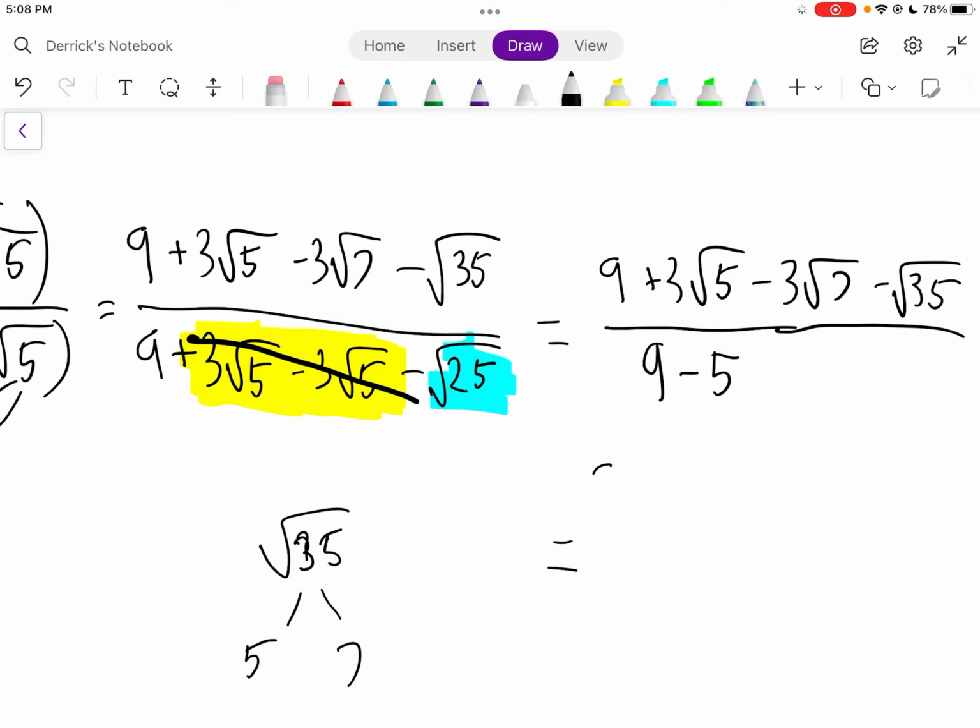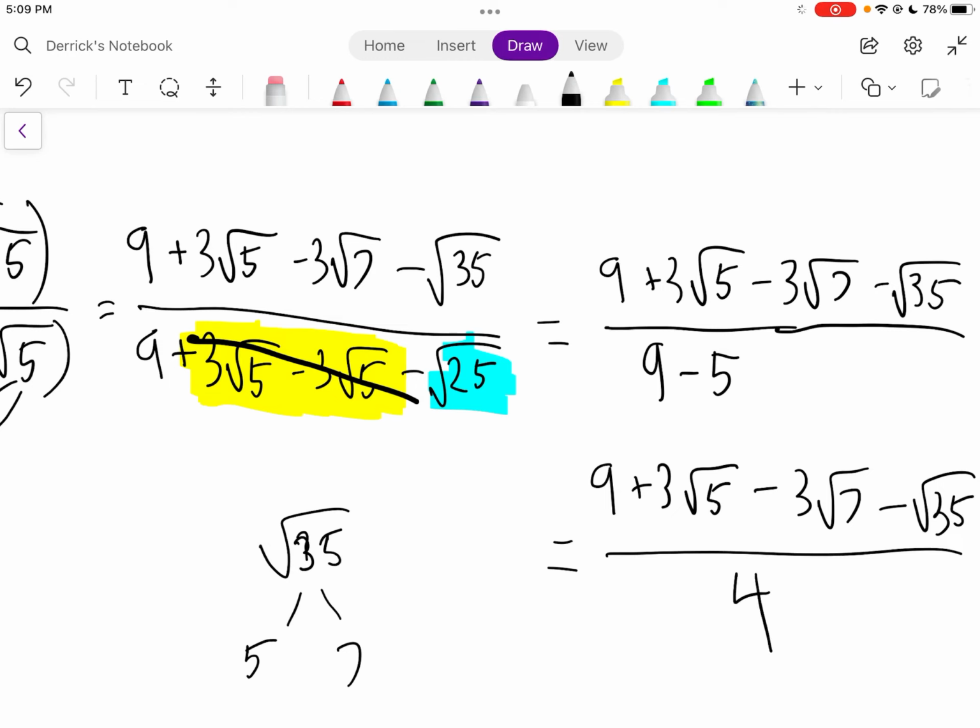All I can do is take 9 minus 5 to give us a final answer of 9 plus 3 square root of 5 minus 3 square root of 7 minus the square root of 35 all over 4. That would be your answer.